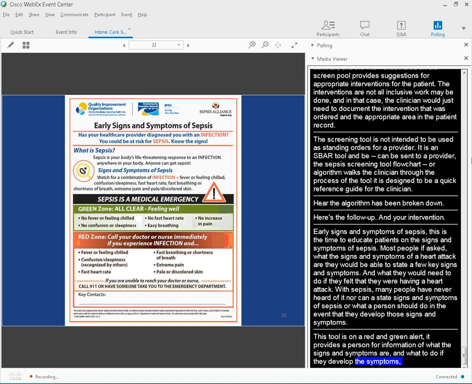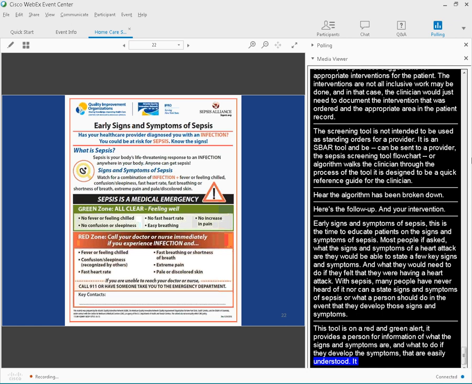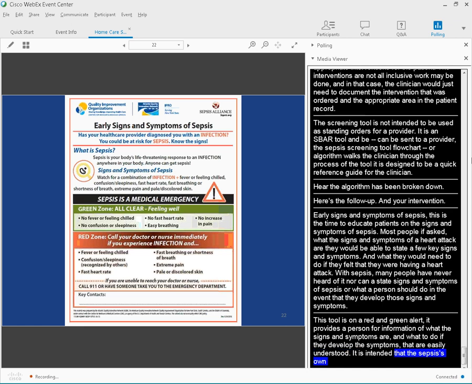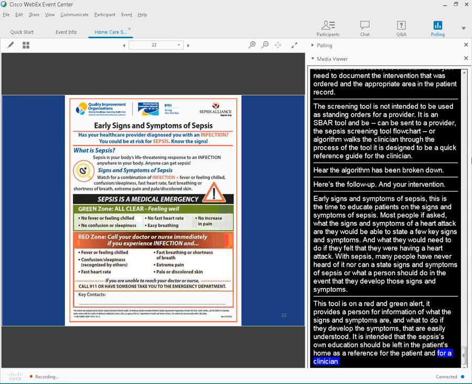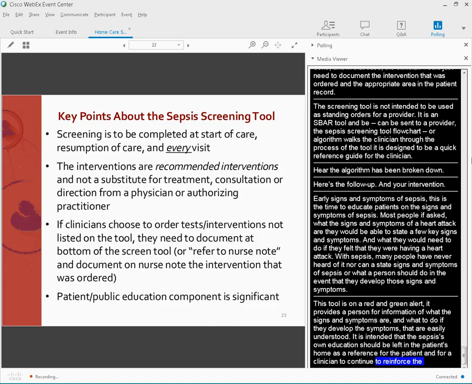It is intended that the sepsis zone education sheet be left in a patient's home as a reference for the patient and for a clinician to continue to reinforce the initial education. Next slide.